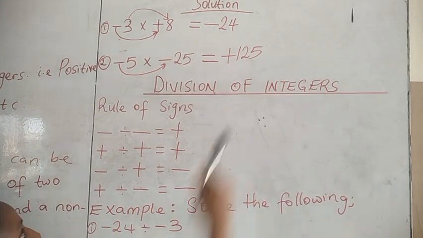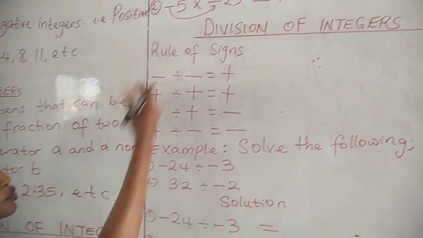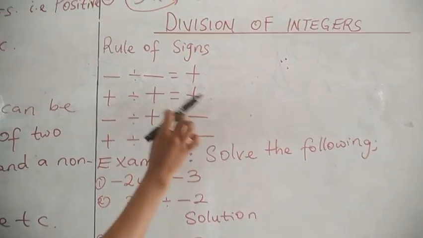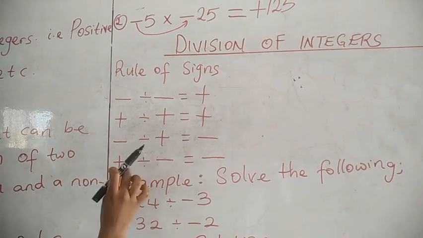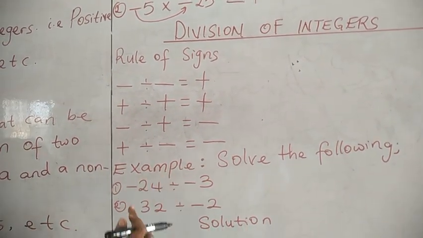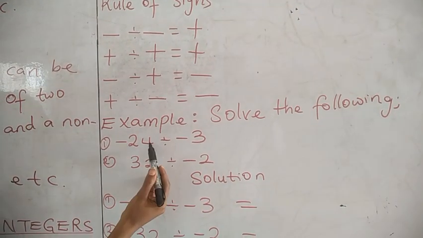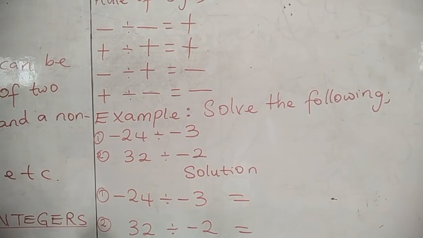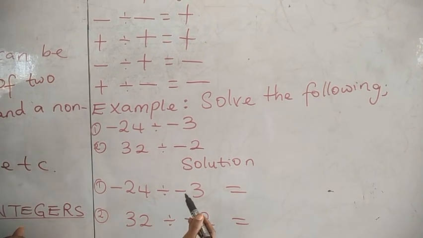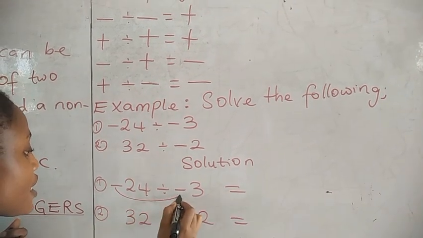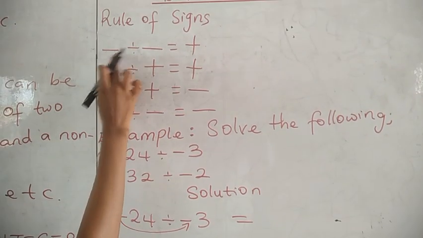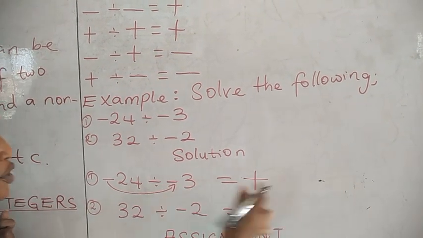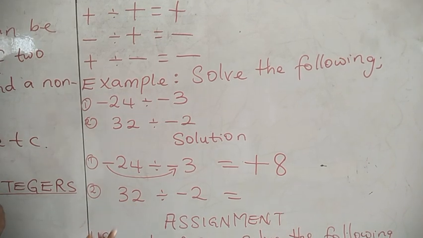Now to division of integers, we also have to apply the rule of signs. We say that minus divided by minus is a positive. When it has the same sign, you get a positive, and if it has different signs, you get a negative. Look at the example. Solve the following: -24 divided by -3, and 32 divided by -2. Let's solve it. -24 divided by -3. Negative divided by negative, according to your rule of signs, gives a positive. Plus 24 divided by 3 gives 8.